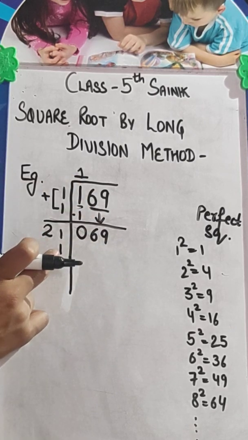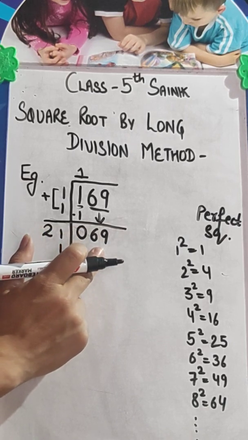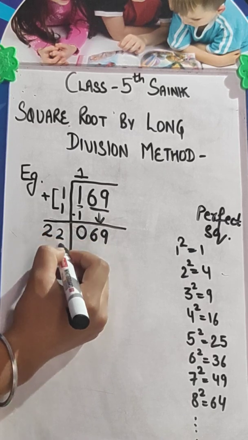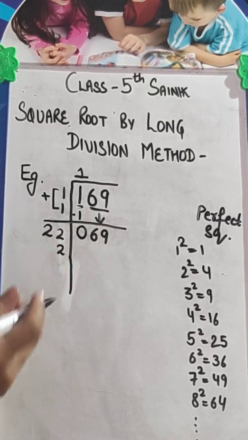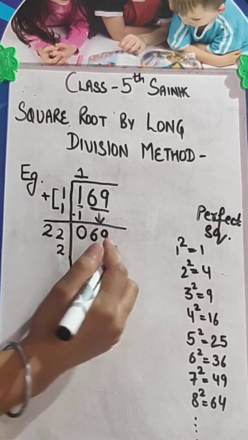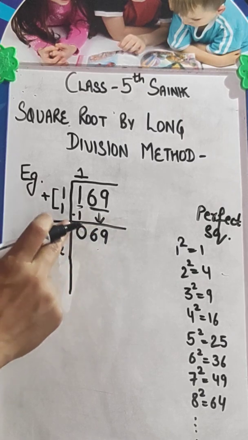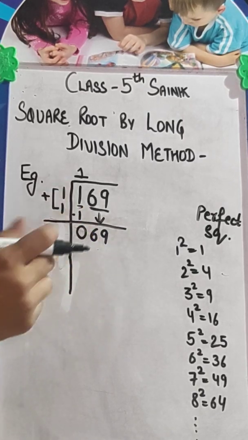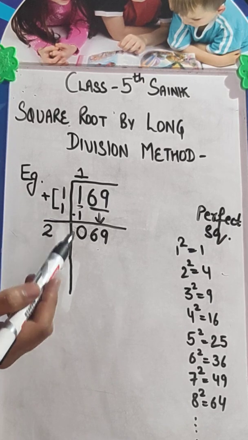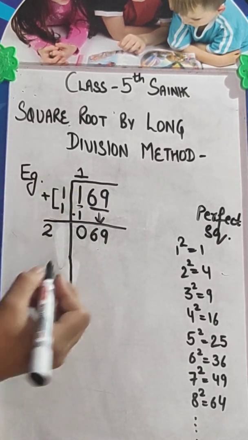Means 21 into 1 is 21. 21 is very less than 69. So we will not take this. Now if I write 2 here, I have to write 2 here also. Means 22 into 2, 44. If I write 44 here, that is also less than 69. So in this way we have to check which number we take so that we will get 69 or less than 69.